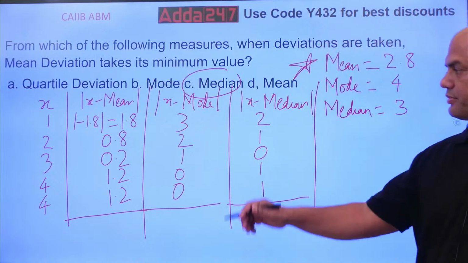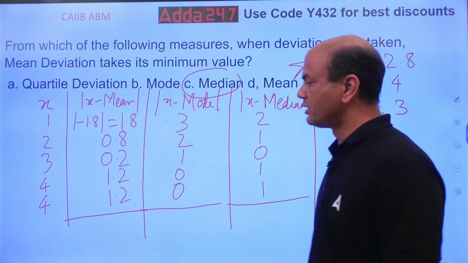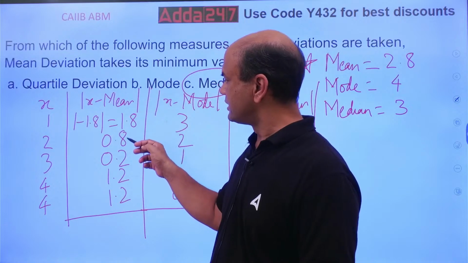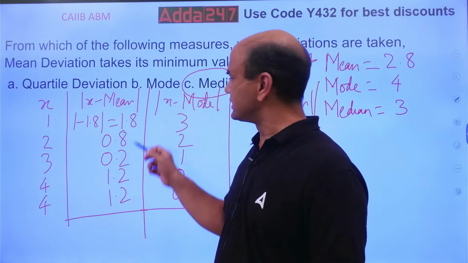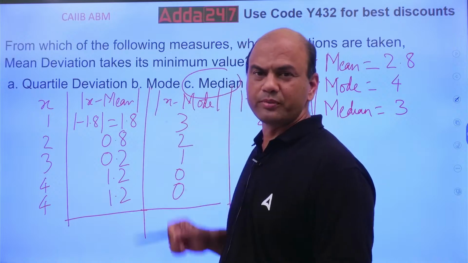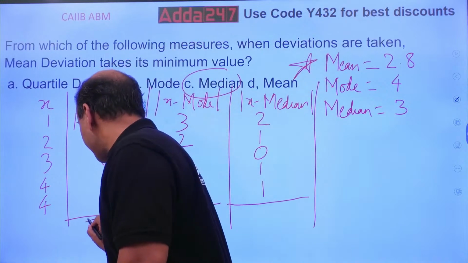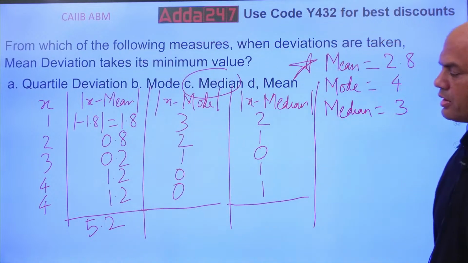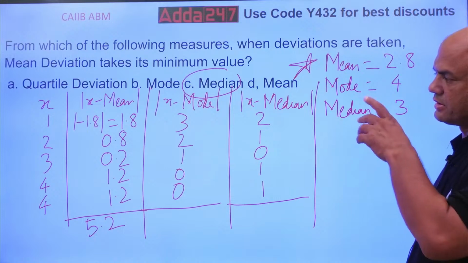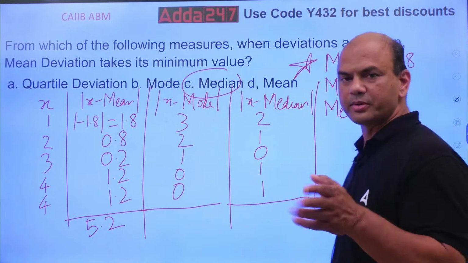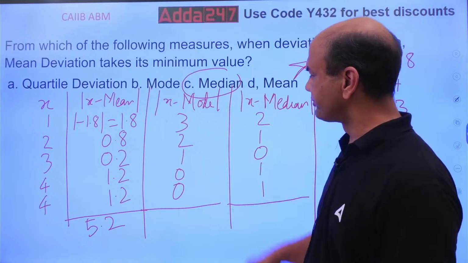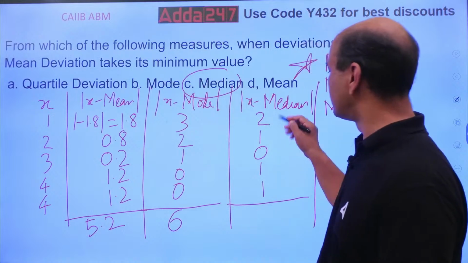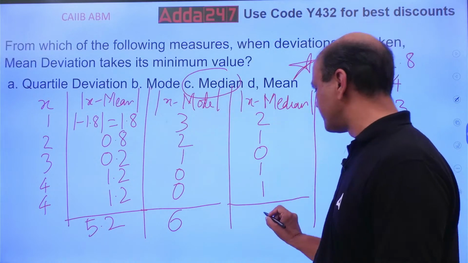Do the total. What is the total? For the mean deviations: 1.8 plus 1.8, 3.6, plus 0.8 plus 0.8, 5.2 in all, are you getting this? For mode, 3 plus 2 plus 1 is 6, so total 6. For median, 2 plus 1 plus 1 plus 1, total 5.